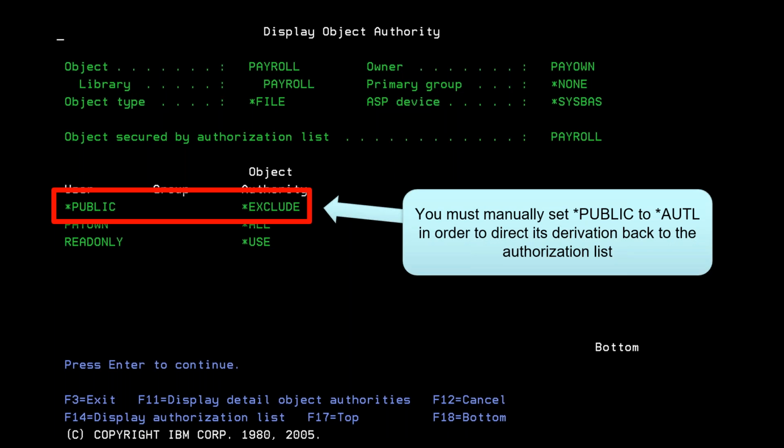Now, if that's all a little bit confusing, don't worry. This is all something that can be explained, but I want you just to understand conceptually that there is this ricochet back and forth between the object permissions on the individual object and then the permissions that are designated on the authorization list. Okay.